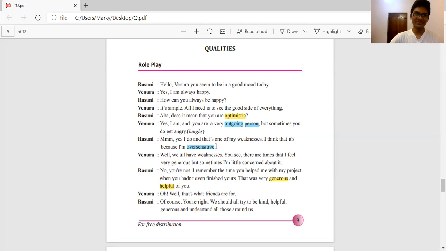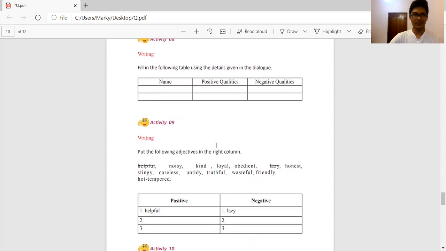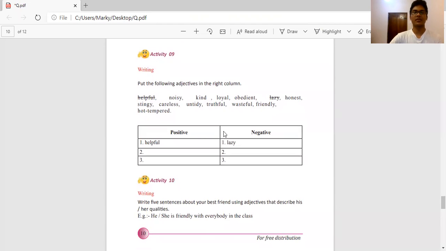Okay, so let's move on. Activity 9. Put the following adjectives in the right column. Okay, so I have a presentation here.